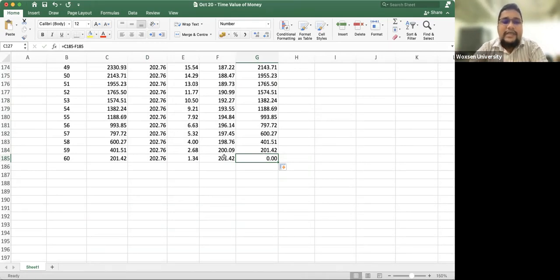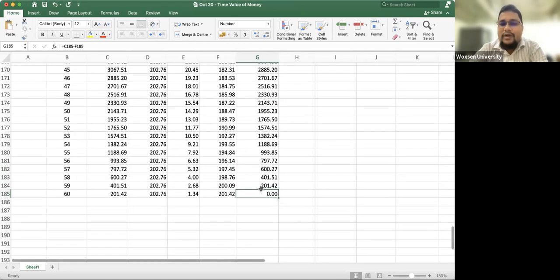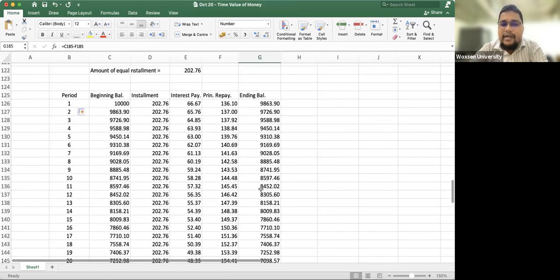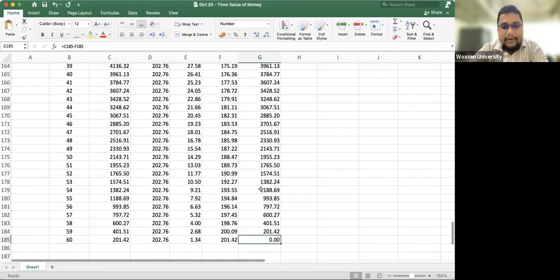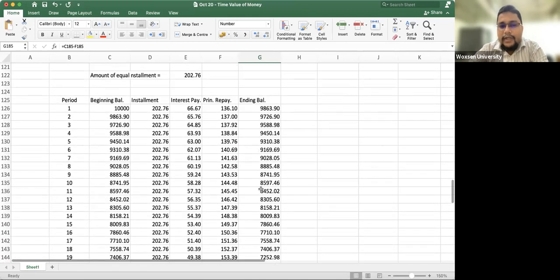Okay, so you can see how short is the time you need to calculate the whole thing for 60 months, and how much time you would have needed if you did it on pen and paper, right? So this is the loan amortization schedule.